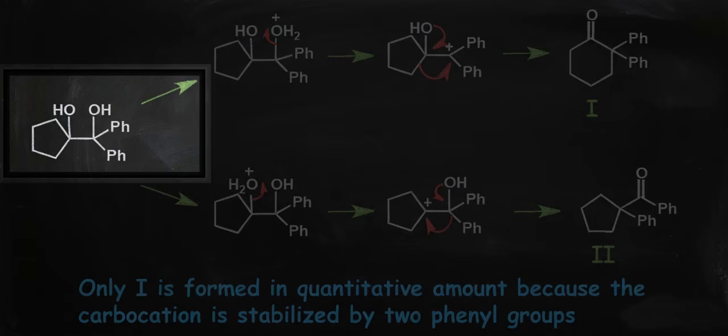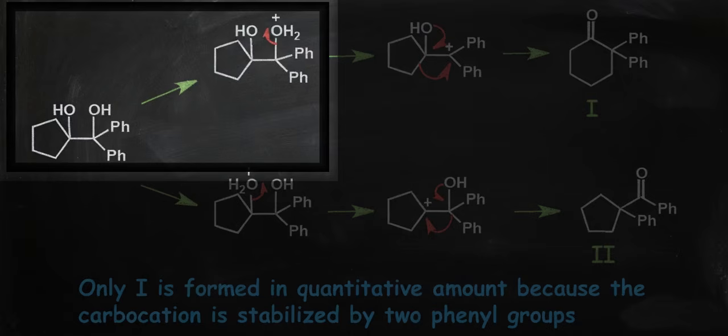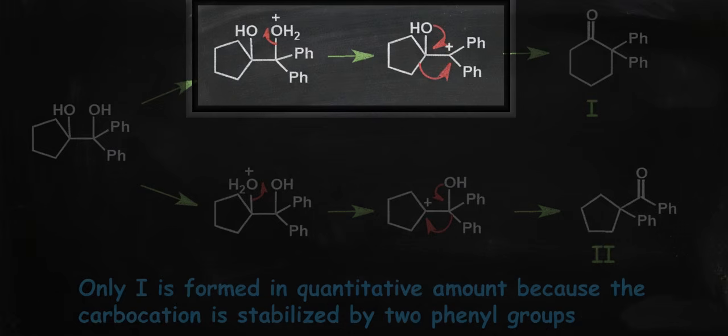Step 1. Protonation. Under acidic conditions, one of the hydroxyl groups becomes protonated. When the OH group gains a proton, it becomes OH2+, which is a very good leaving group. Step 2. Loss of water. Next, the protonated hydroxyl group leaves as water, generating a carbocation.